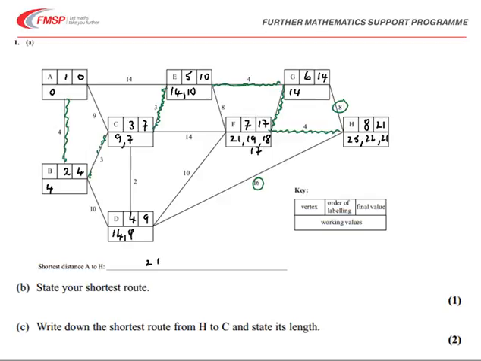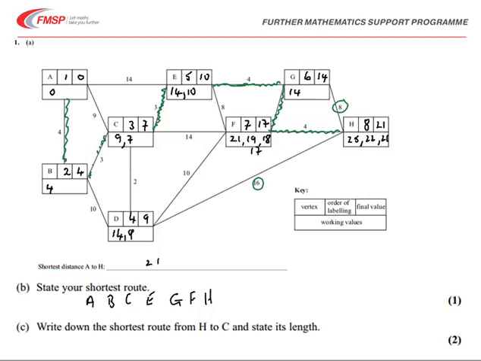So our shortest route is as follows. It's A, B, C, E, G, F, H. A to B, then C, E, G, F, H.